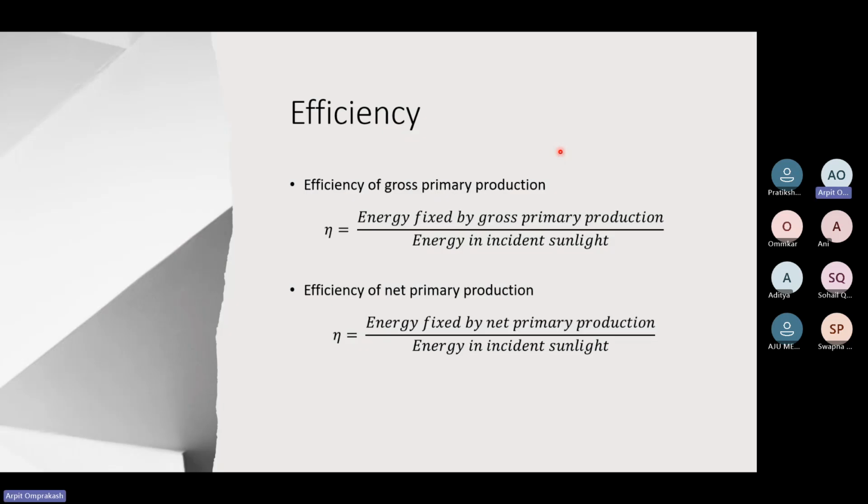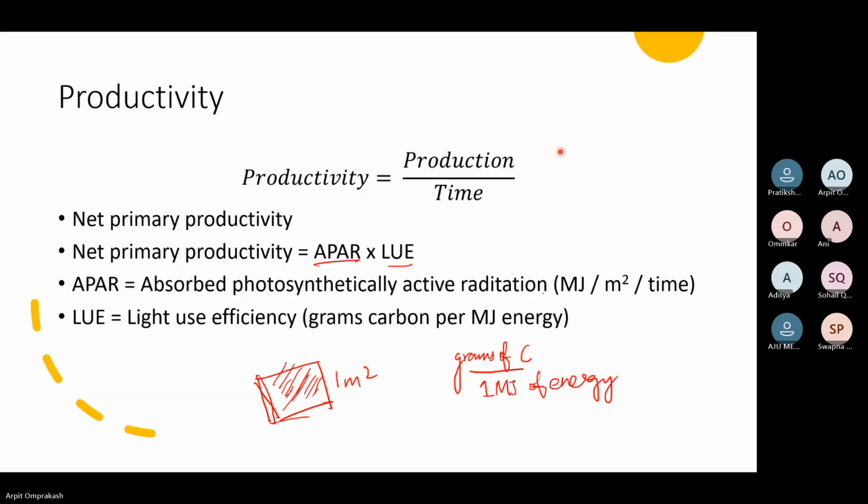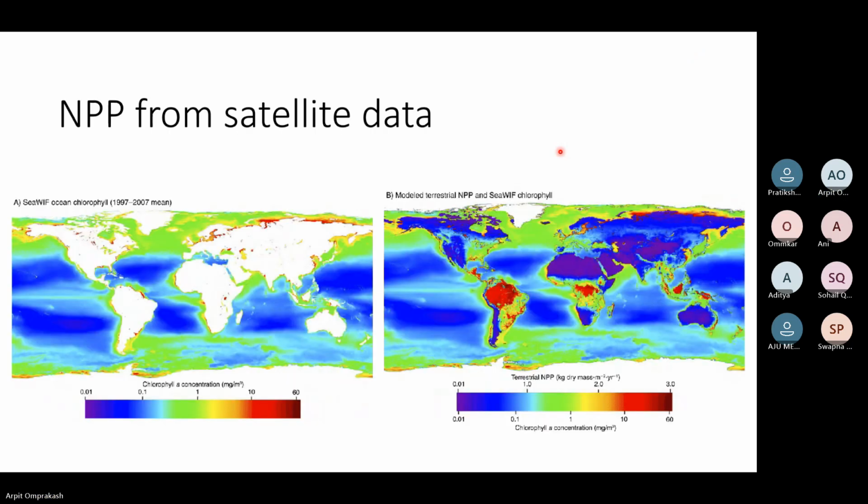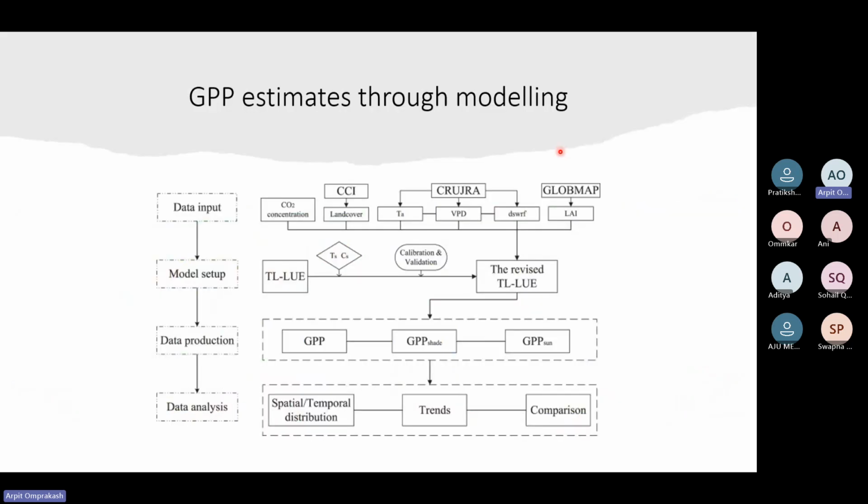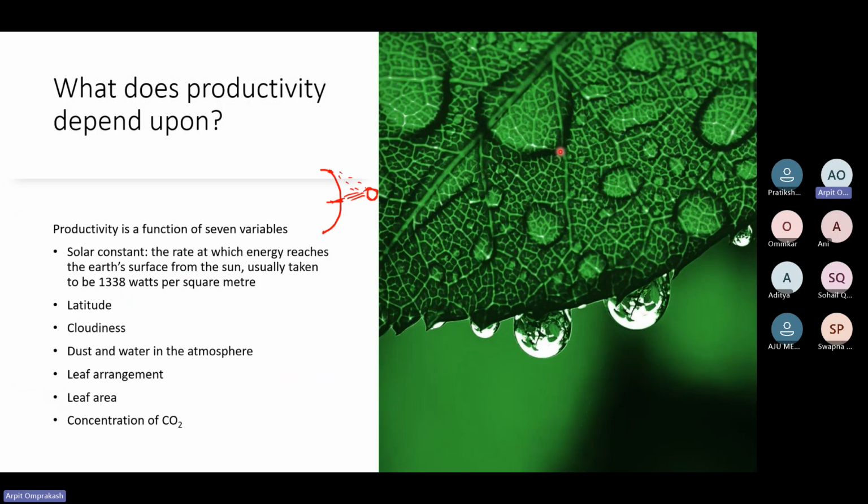Efficiency is how much energy is fixed by gross primary production or net primary production divided by how much energy is incident because of the sunlight. Productivity is production divided by time. Net primary productivity is given as APAR times LUE, where APAR is absorbed photosynthetically active radiation and LUE is light use efficiency. So how much radiation you have absorbed times how efficient you are. Using satellite data and modeling, people are calculating all these.